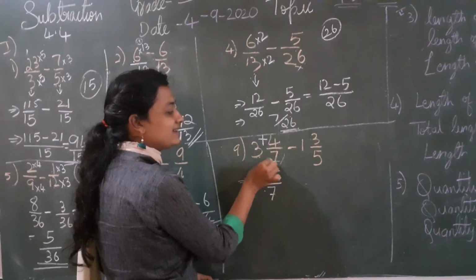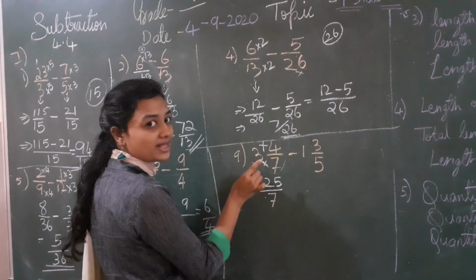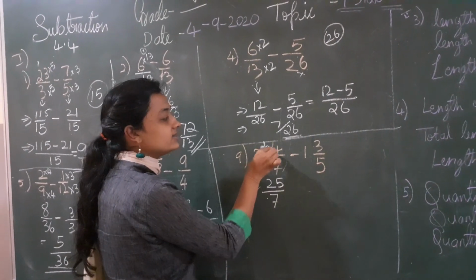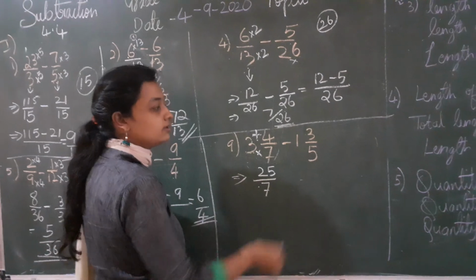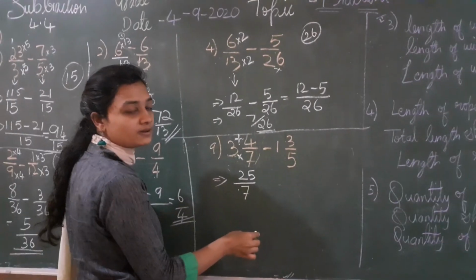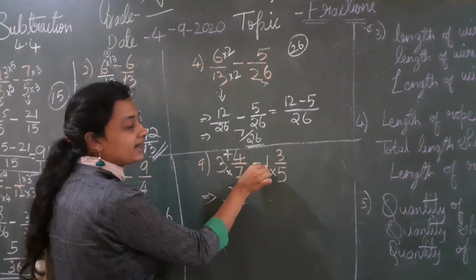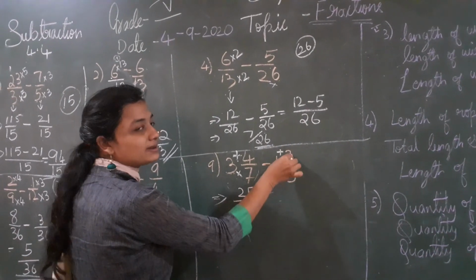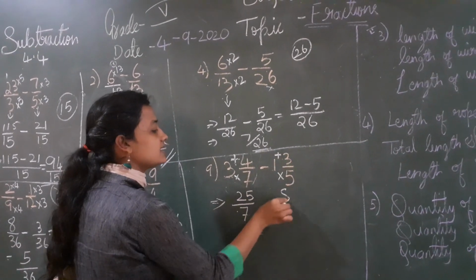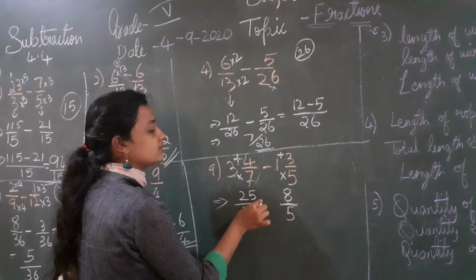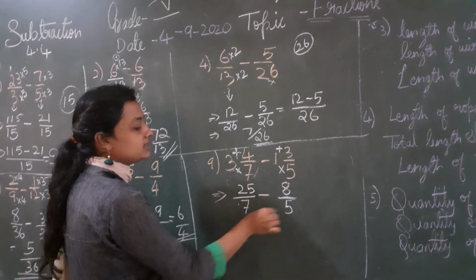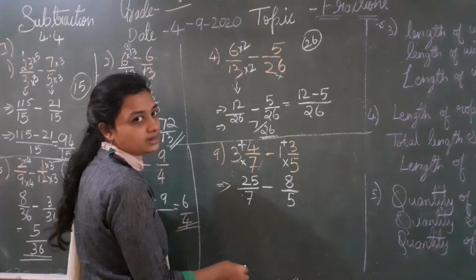I multiplied 7 with 3, got the answer, and added the numerator. So let us convert this also into an improper fraction. Multiply, 5 ones are 5. Add 5 plus 3, 8. 8 by 5. Subtract this now. Again it is a different denominator.